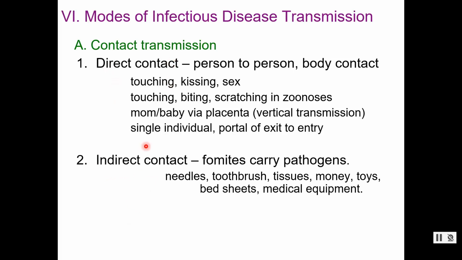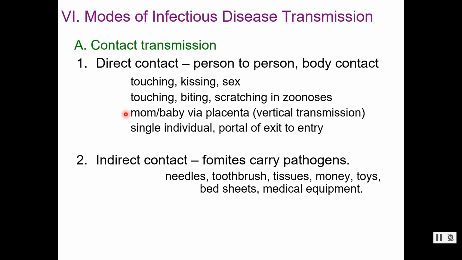So let's talk about direct and indirect first. Direct contact is easily defined, person to person, body contact, touching, kissing, if it's a sexually transmitted infection, sex, sexual intercourse. If it's a zoonotic infection, touching, biting, scratching from an animal, coming in contact. This is direct contact with an animal and passing this zoonotic transmission before, or direct contact with people.